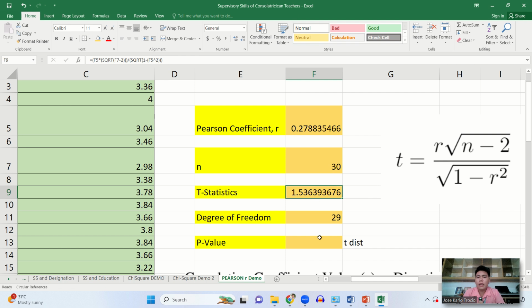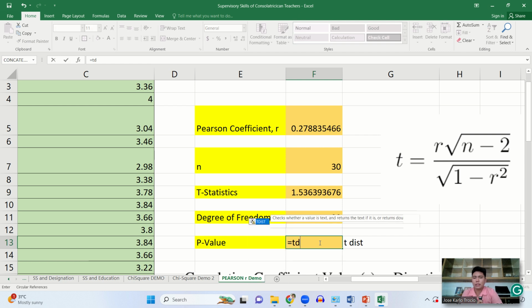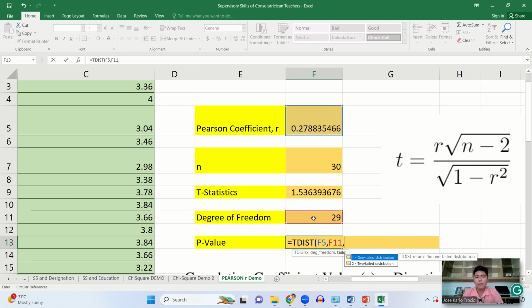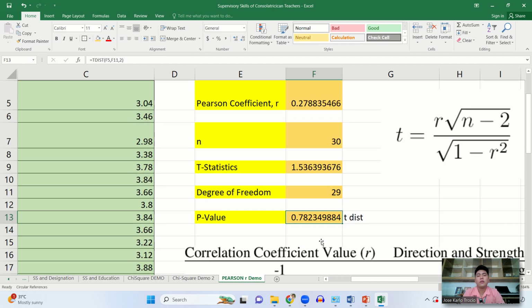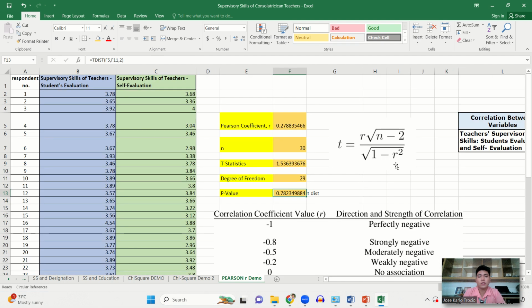1.54. And the last one is the p-value. The formula is just equals T distribution. Click the test statistics, which is the 0.27, comma, degrees of freedom 29, comma, how many tails? There are 2 tails. Click enter. That's it. That is your p-value, 0.7823.